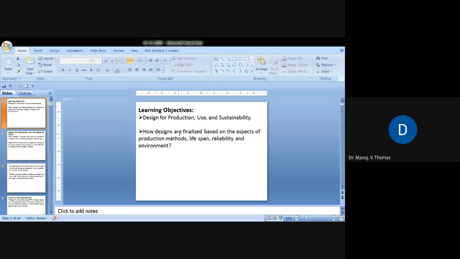So here we are focusing on the design aspects. The designers should be careful about their design, and should design a particular product in such a way that it is able to be manufactured or assembled. The user's point of view is considered, and the sustainability issues, the impact on the environment, are considered. So that is the idea of design for production, use, and sustainability. I think the basic idea, is it clear to all of you?